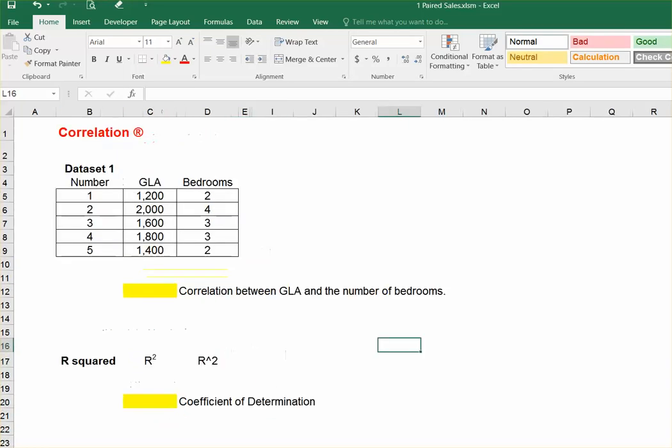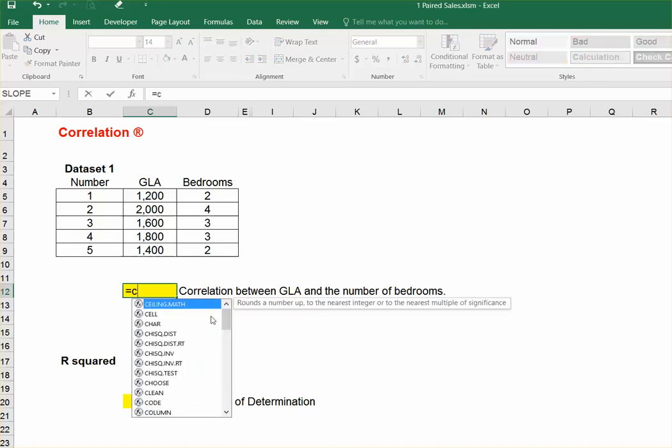Now let's go look at correlation. I've got a number set here. This is like sale number 1, 2, 3, 4, 5. Gross living area for the comp 1, for example, might be 1,200 square feet with 2 bedrooms. Now, occasionally, I want to ask the question, is there a relationship between the gross living areas and the bedrooms? So I can run the correlation function.